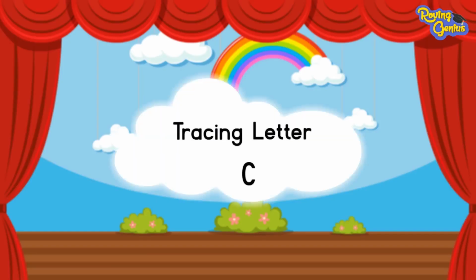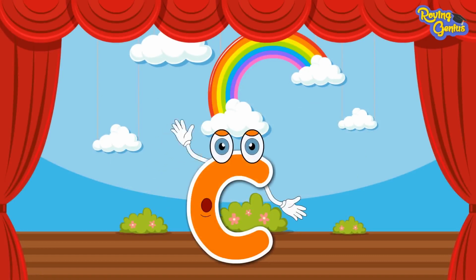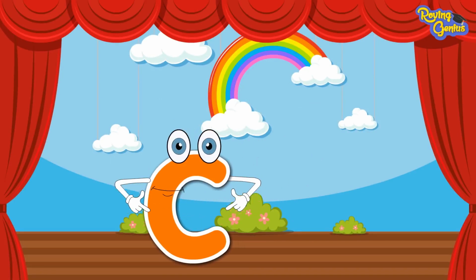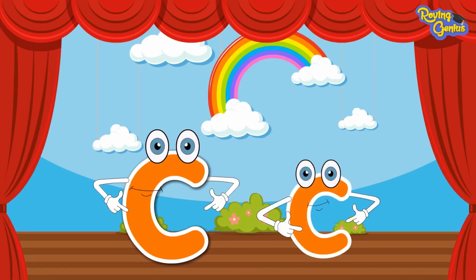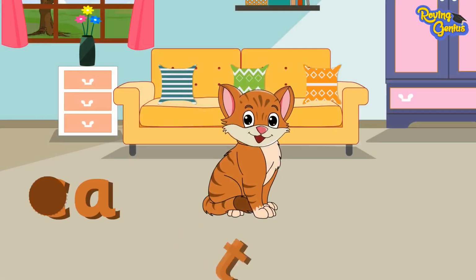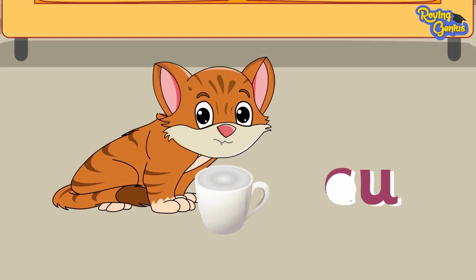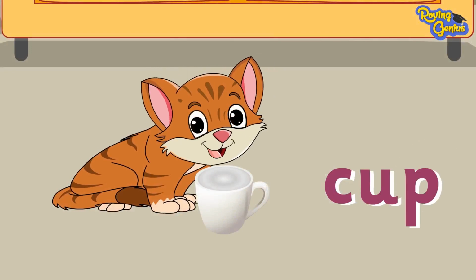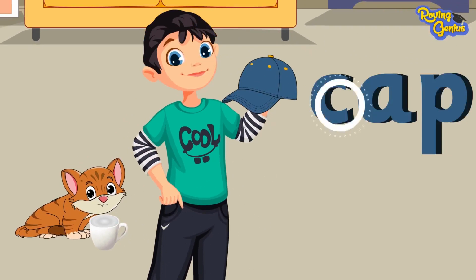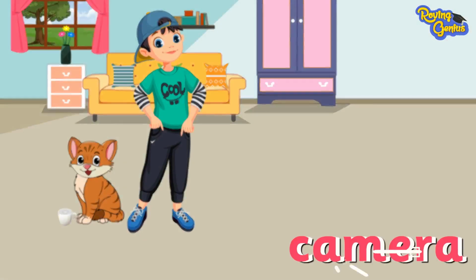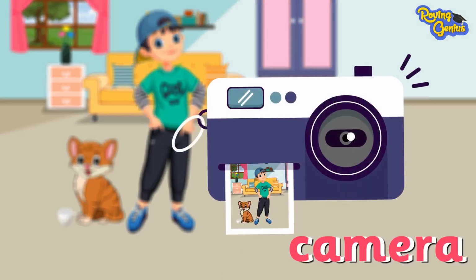Tracing letter C. What's up, everyone? I am capital C. Hello, I am small c. Letter C sounds k. K, k, cat. K, k, cup. K, k, cap. K, k, camera.